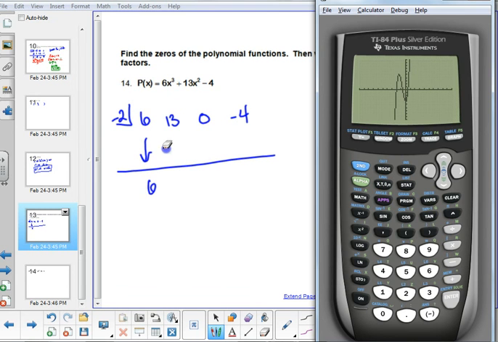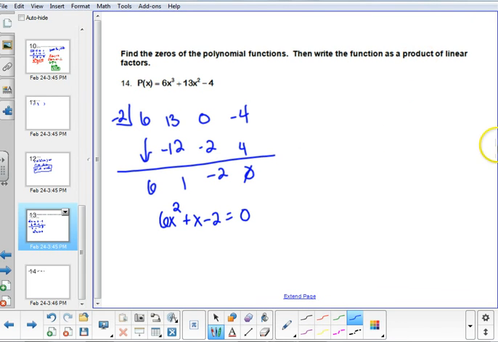So remember, if I've done this properly, I should be seeing a remainder of 0. And I do. So the resulting quadratic is something that I'm going to be able to hopefully factor. And they wanted a few answers. They want all the zeros listed, and then they want me to go back and write this polynomial as a product of its factors. So, I'm hoping this factors.